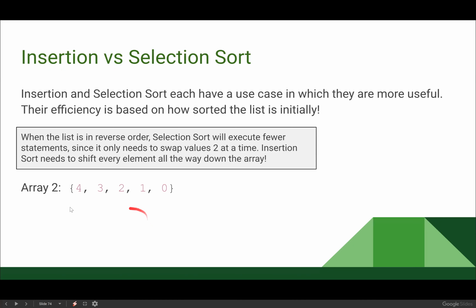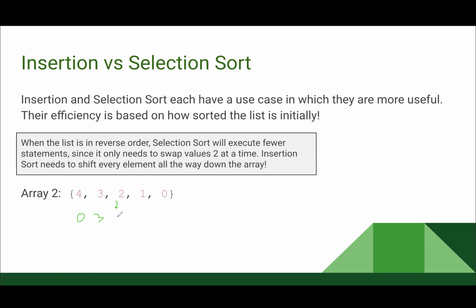With another array, if I have my array in reverse order, 4, 3, 2, 1, 0, selection sort is going to execute fewer overall statements, because we're going to go from here to 0, 3, 2, 1, 4, 0, 1, 2, 3, 4, and then our array is sorted, but it's still going to go through the rest. Actually, we don't need to do it again. That is the last one.